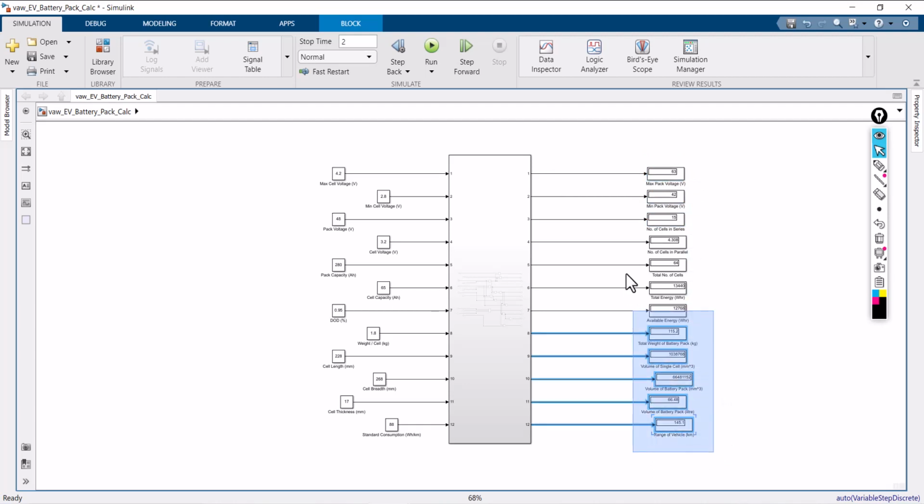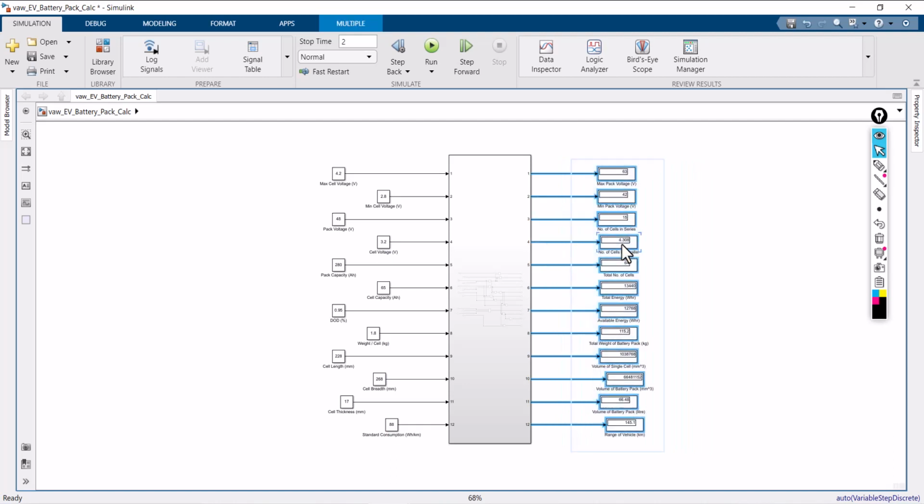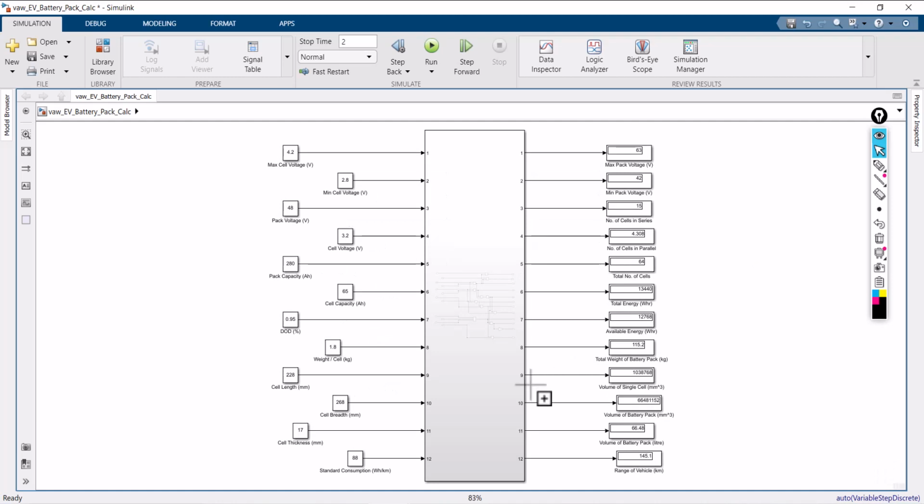Okay, this is only for showing a good output. So I can say that this is my battery pack. If you want to make it more comfortable again, you can add some images also.